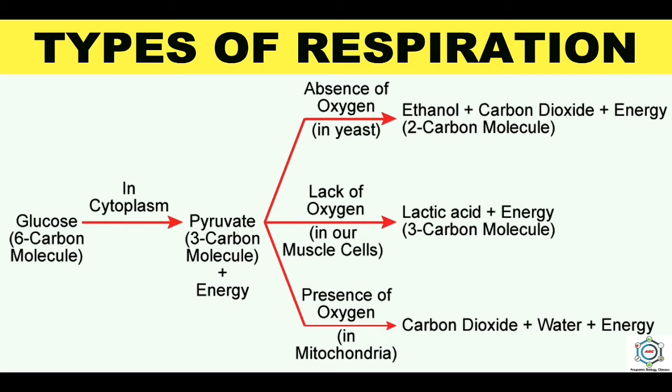In case of all types of respiration, at first glucose in the cytoplasm breaks down into pyruvate. And here, in absence of oxygen, in case of yeast, it forms ethanol, carbon dioxide and energy. While in case of lack of oxygen in our muscle cells, it forms lactic acid and energy. While in case of presence of oxygen in mitochondria, it forms carbon dioxide, water and energy.